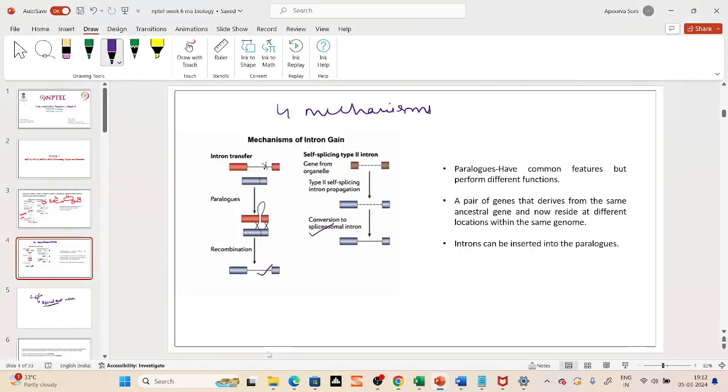There are four mechanisms of intron gain that we have studied.